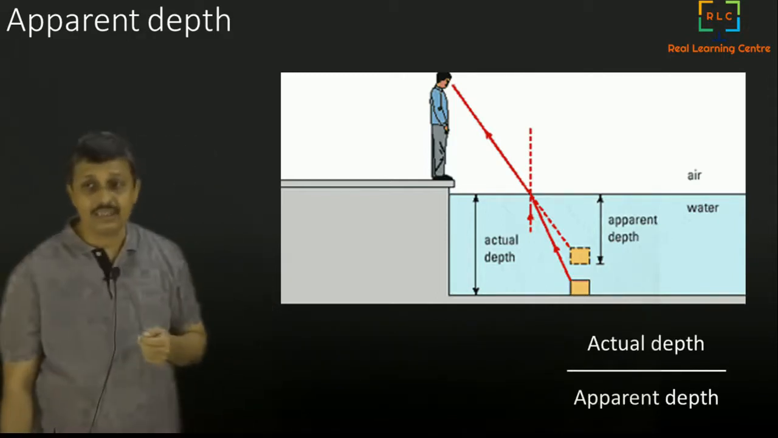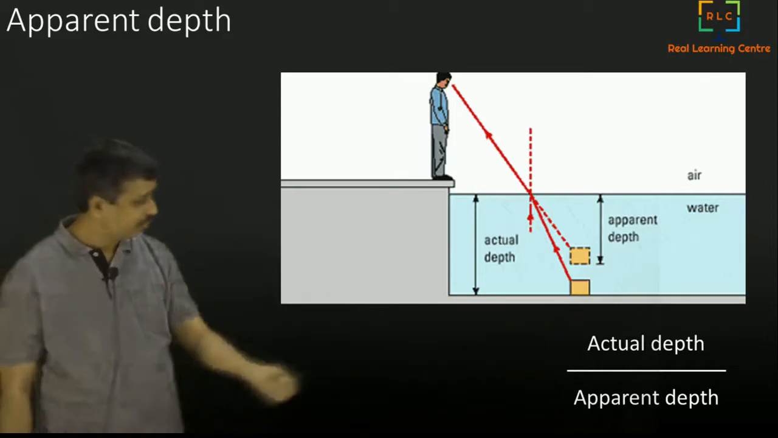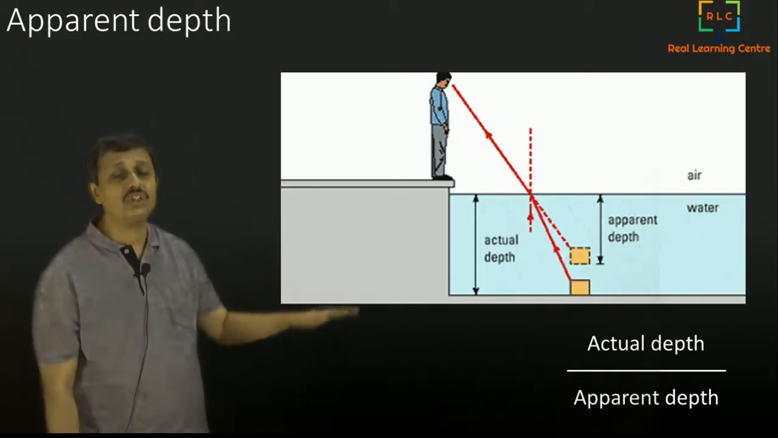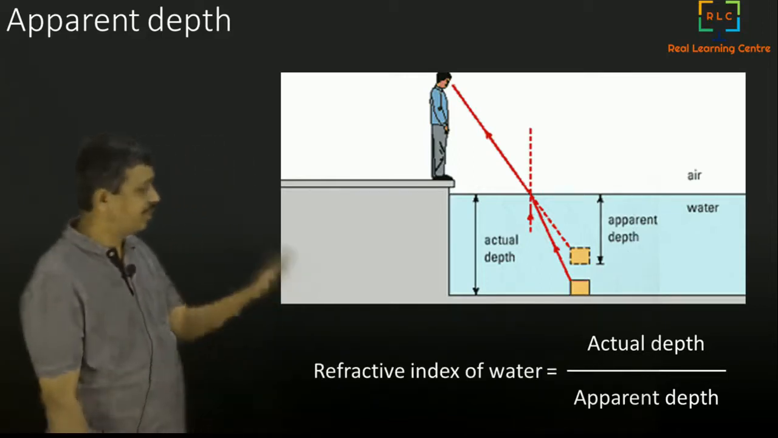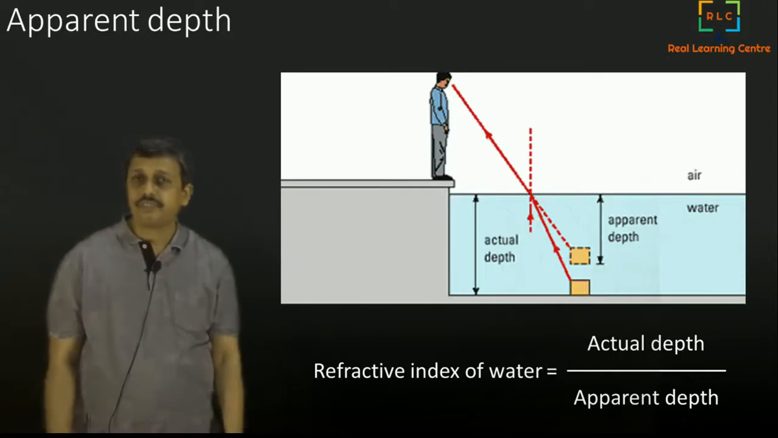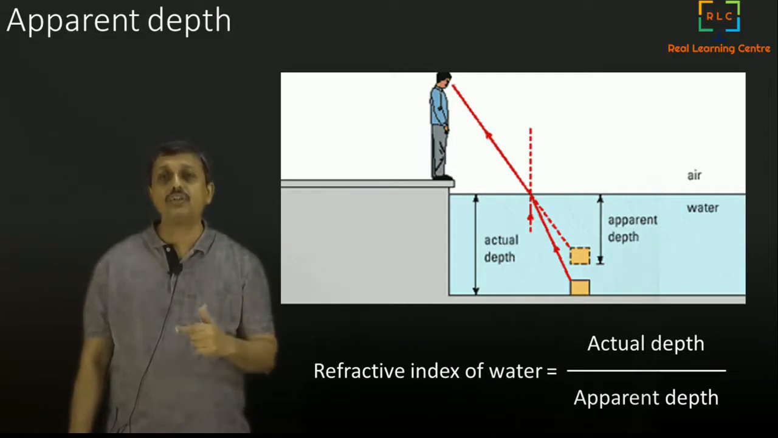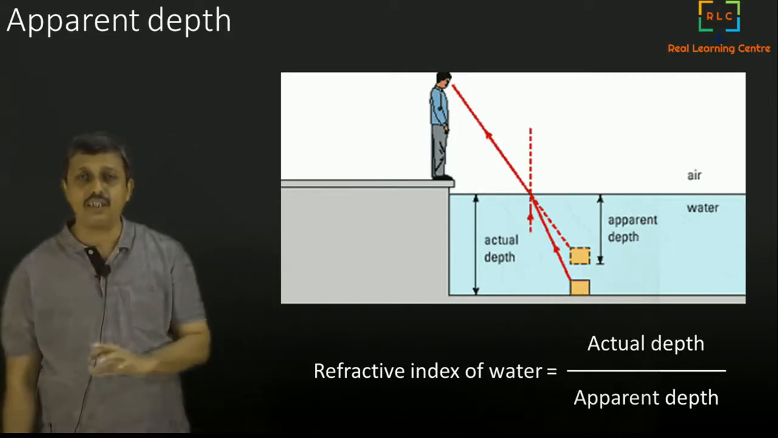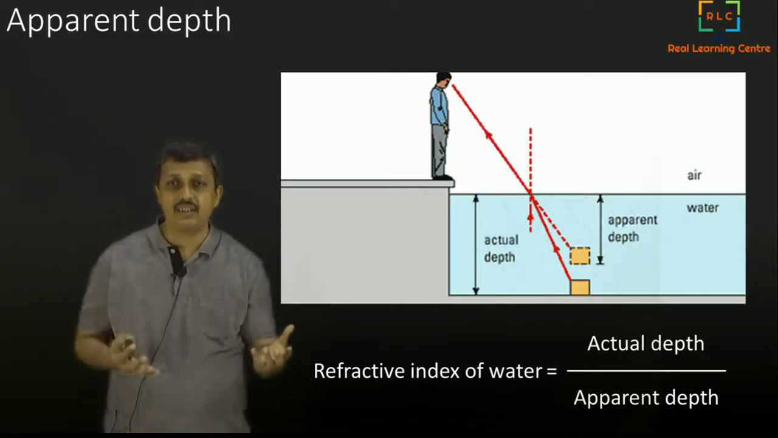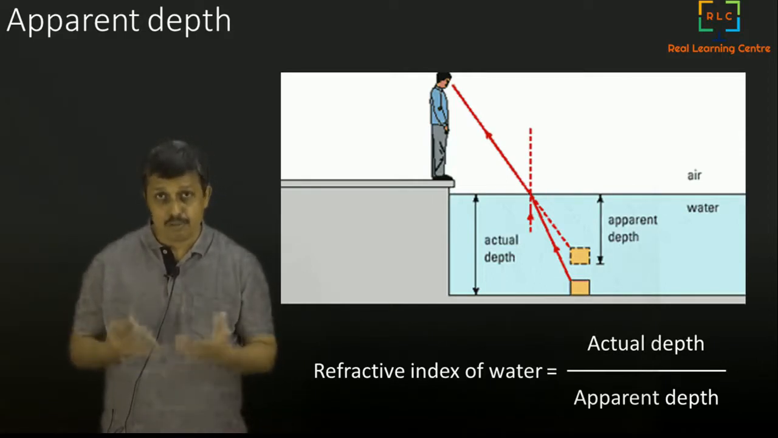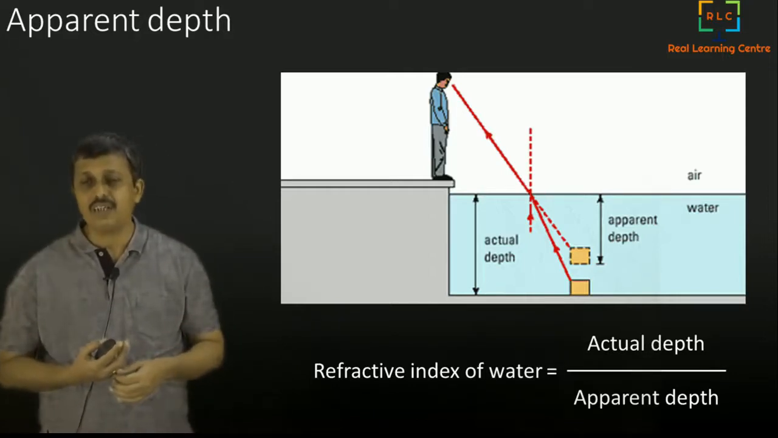So the formula goes as, if you take actual depth divided by apparent depth, actual depth is bigger, apparent depth is smaller, so this ratio is higher than 1, and that ratio is exactly the same as the refractive index of, let's say, water in this case. So refractive index is equal to actual depth divided by apparent depth. This is another nice formula that you can derive, but you can easily remember. You can use it to calculate depths in many different problems that you may solve in the exams also.